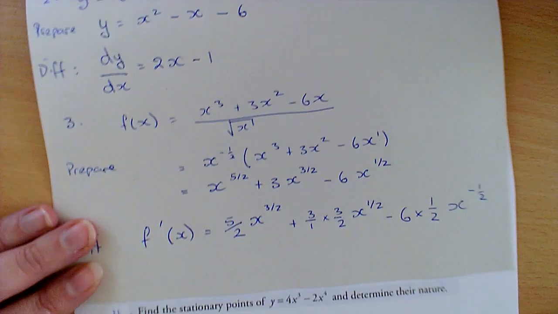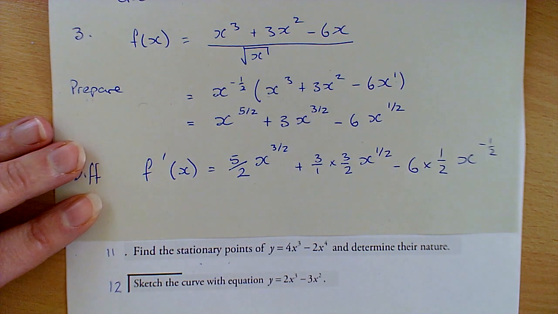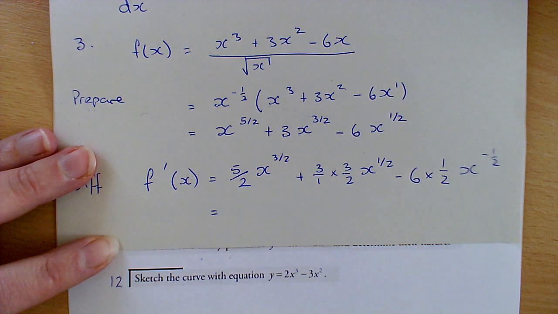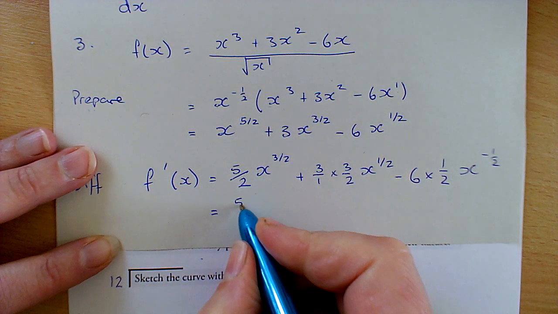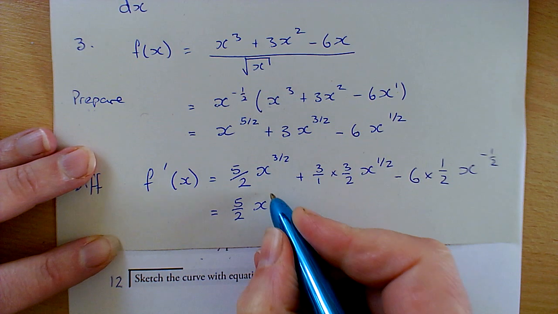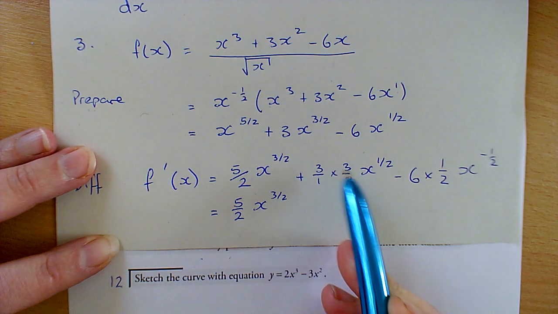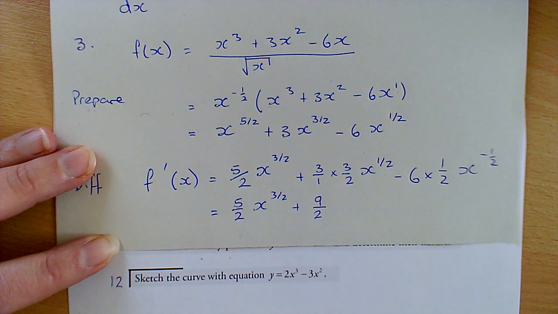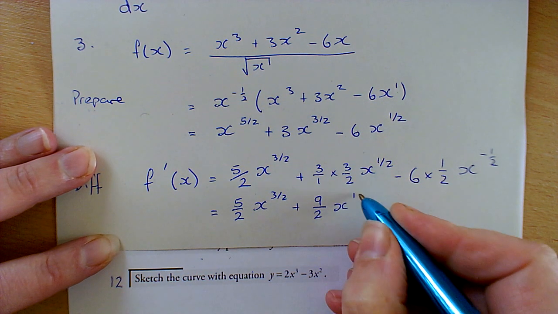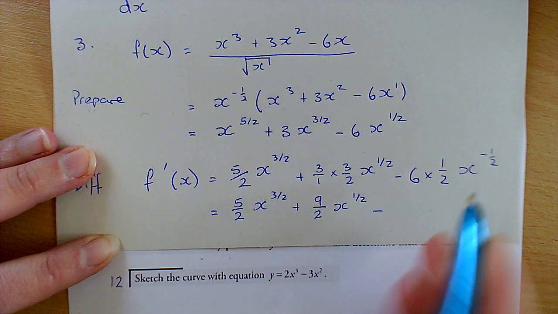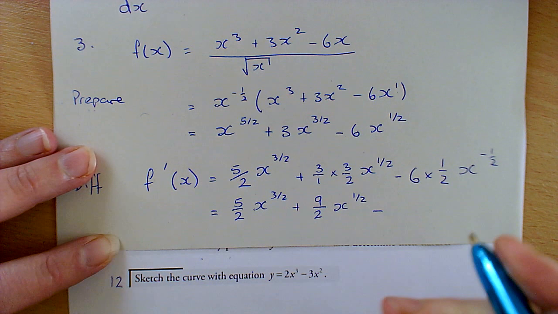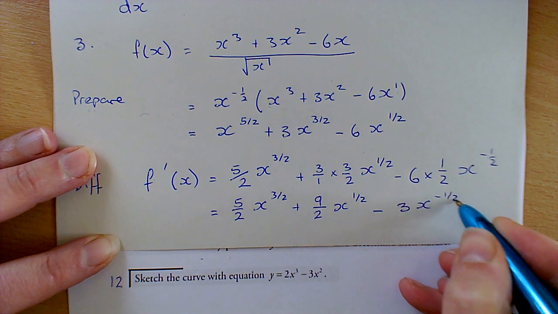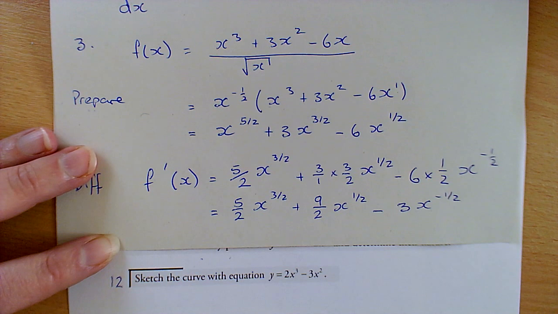Okay, so that's the differentiating done now. We have differentiated, but we have to finish the thing off. So that term is sorted. 3 times 3 is 9. So 9 halves, x to the half. 6 times a half, well, half of 6 is 3. X to the negative half. And that's us done. That's a differentiated thing.